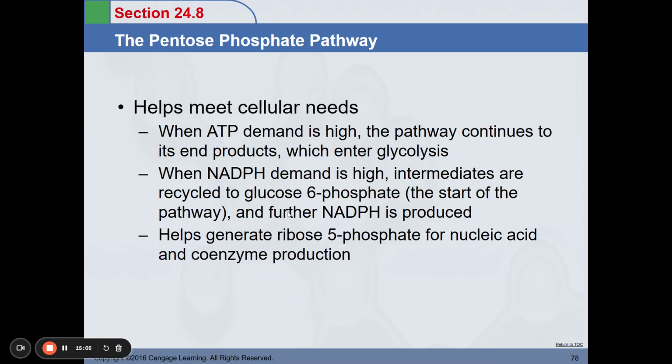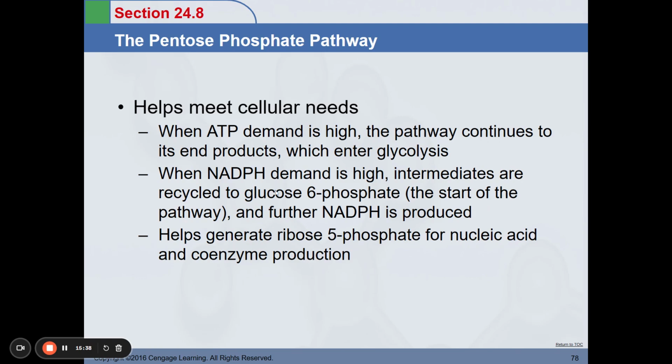The purpose of PPP is to help meet cellular needs. When ATP demand is high, the pathway continues to its end product, which enters glycolysis. Now, when NADPH demand is high, intermediates are recycled to glucose 6-phosphate, so the start of the pathway, and further NADPH is produced. So it helps generate ribose 5-phosphate for nucleic acid and coenzyme production.